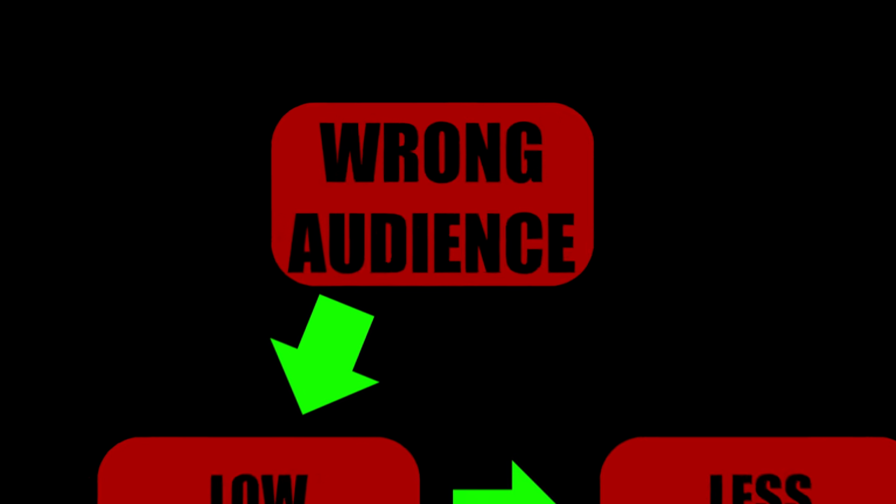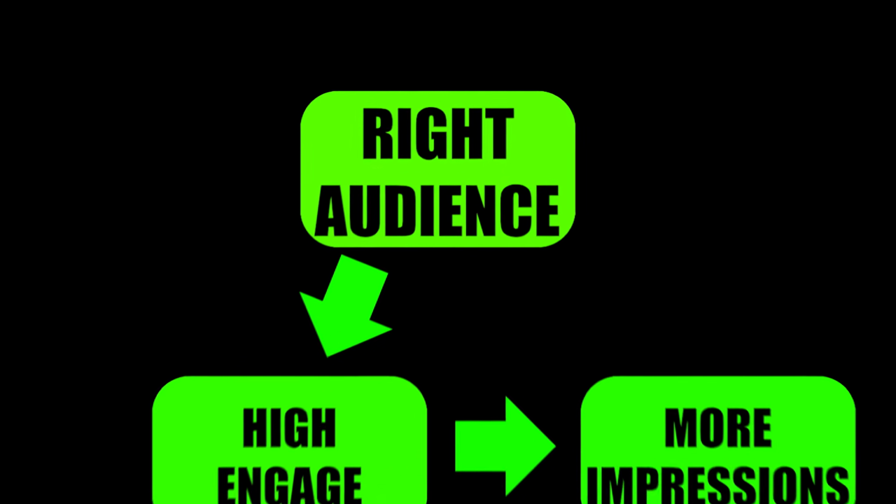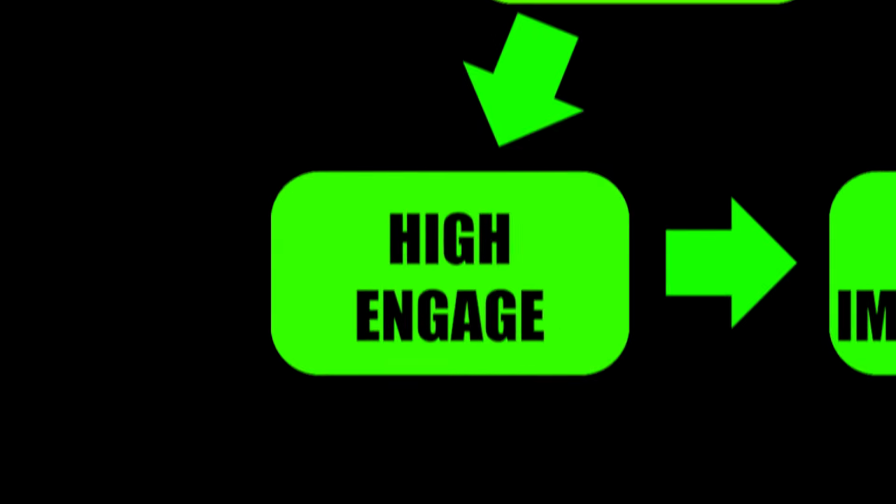If the wrong audience sees your video and ignores it, YouTube thinks your video isn't good, and it stops recommending it. But if the right audience sees it and it performs, YouTube will start pushing it to even more people.